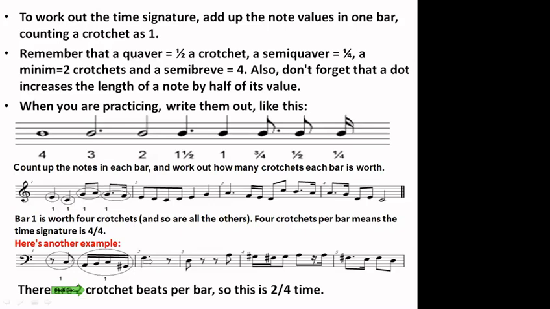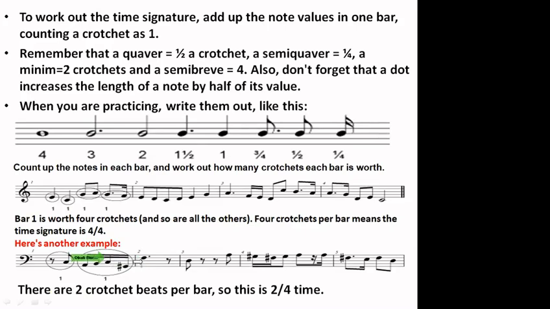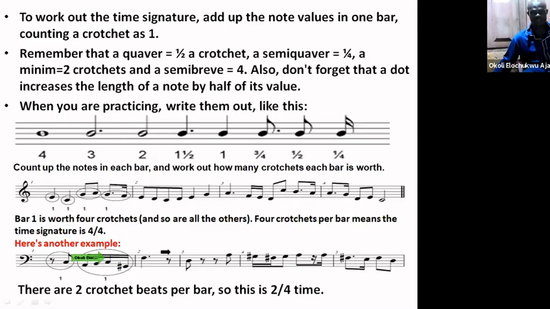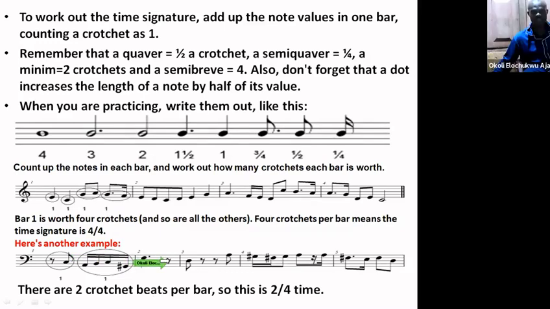Now, this is the same thing here. You look at it. This is a dotted crotchet, right? Yes. Dotted crotchet plus a quaver rest. This is a quaver rest, not a crotchet rest. A dotted crotchet plus a quaver rest equals 2 crotchet beats. So the notes in this bar are basically for 2/4.